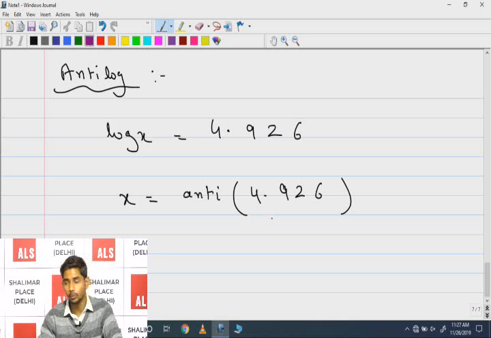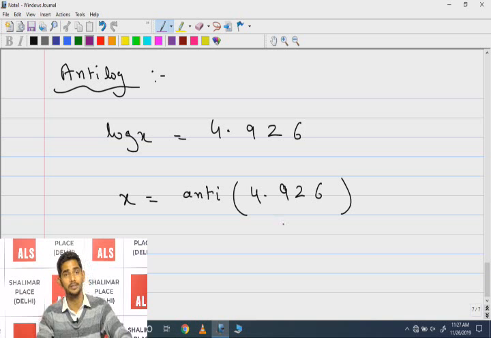Guys, what you have to do? This time we won't start with the first two digits, meaning after the first non-zero digit there must be a decimal. That was the condition of the log, not the anti-log. In the anti-log, we have to start after the decimal. Pick the first two digits in the anti-log table. Please open the anti-log table. Don't use the log table now. Check out the first two digits, which is 92.